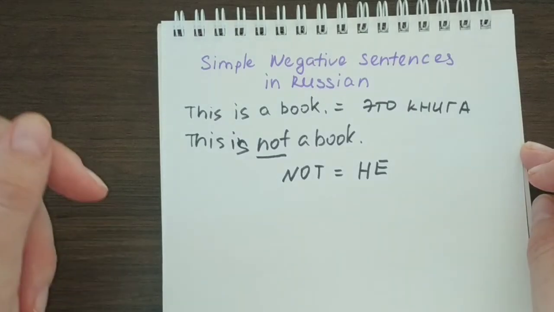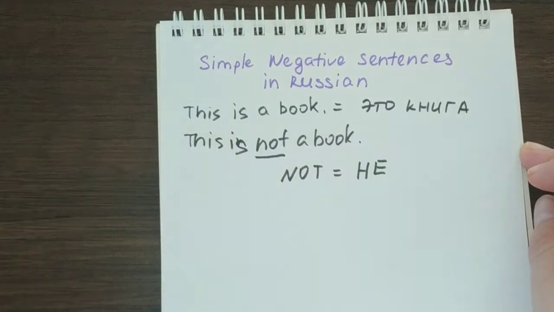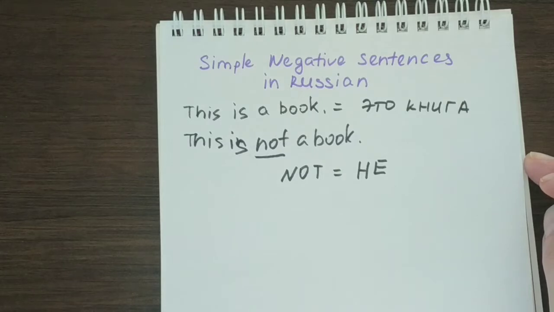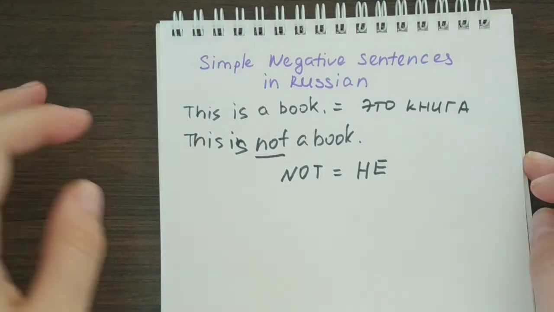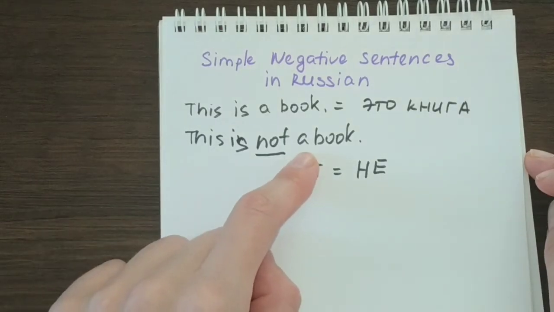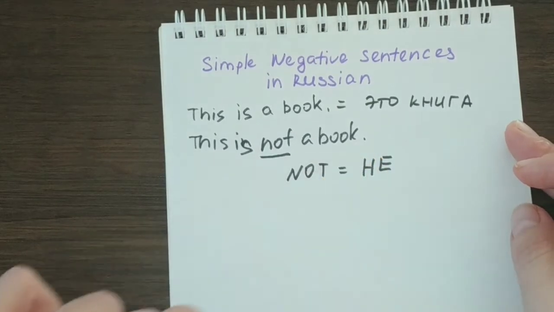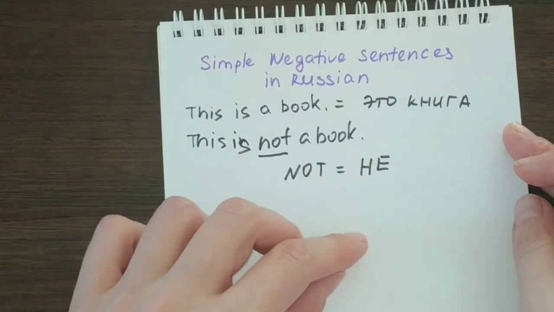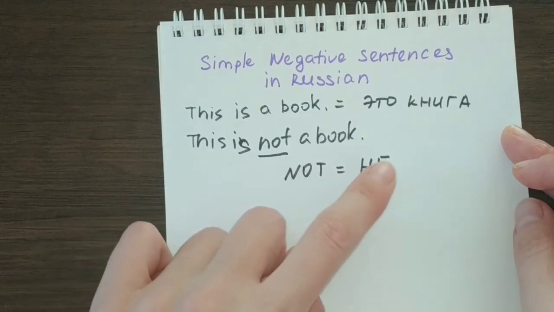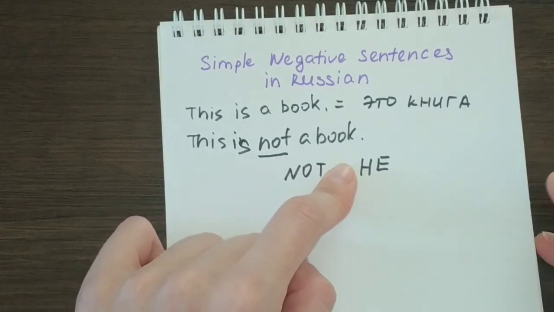And like in the English language, this negative word не directly precedes the part of the sentence that it is negating. So basically, like in this example, this is not a book, you are negating the fact that this thing you are pointing out is a book. The same thing with Russian. If we are negating something, we put the particle не in front of the notion that we are negating.